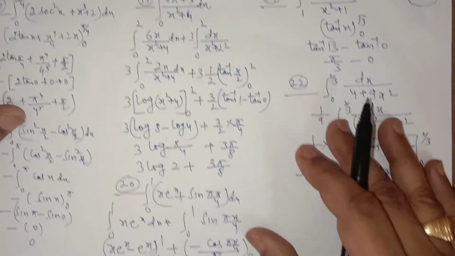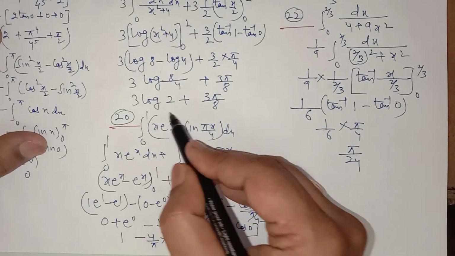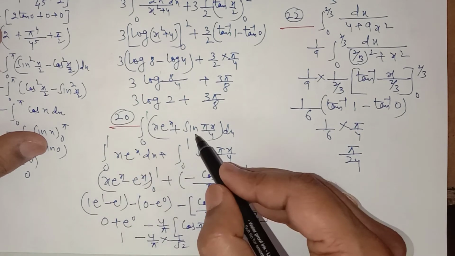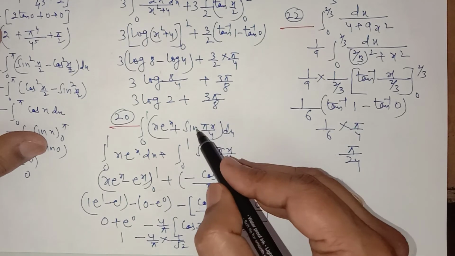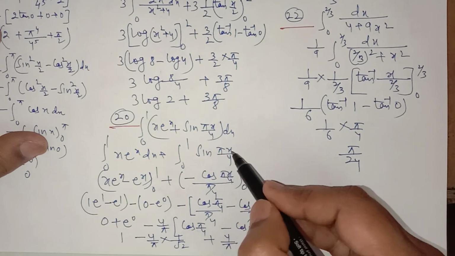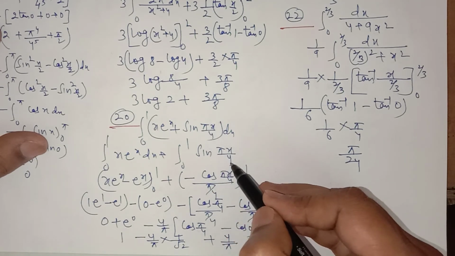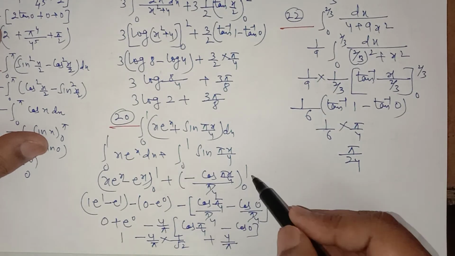Now this question number 20 is x e to the power x, which will be integrated by using integration by parts, and you can simply integrate sin pi x upon 4. See it very carefully. The second integral, the integration of sin pi x upon 4, will be minus cos pi x upon 4 divided by the derivative of pi x upon 4, which will be equal to pi by 4, and the limit is 0 to 1.